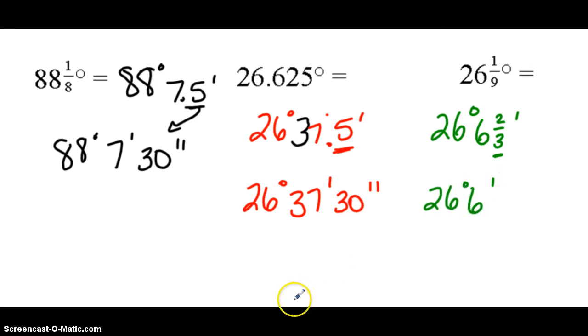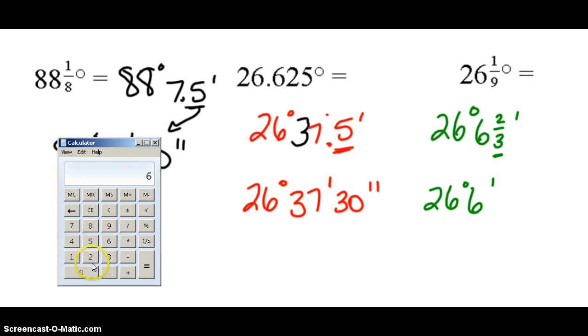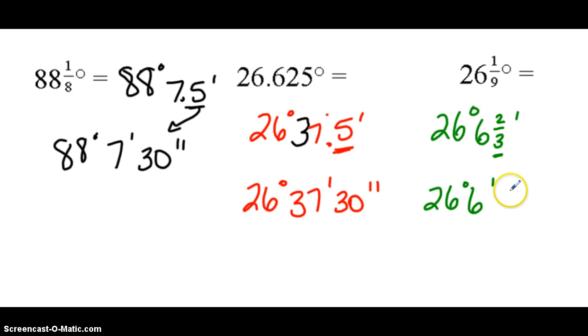So it's 26 degrees, 6 minutes. And again, if we do 60, and we're doing 2/3, right? So we're going to divide it by 3. So that's 20 for 1/3. So that means 2/3 would get us 40 seconds.